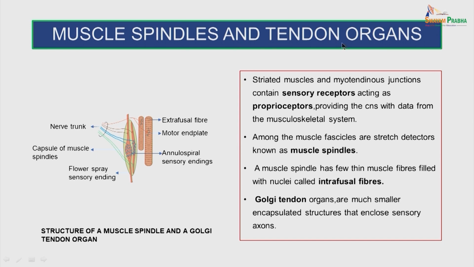The muscle spindles and tendon organs. The striated muscles and myotendinous junctions contain sensory receptors. They act as proprioceptors, providing the central nervous system with data from the musculoskeletal system. Among the muscle fascicles are stretch detectors known as muscle spindles. A muscle spindle has a few thin muscle fibers filled with nuclei called the intrafusal fibers. The Golgi tendon organs are much smaller encapsulated structures that enclose the sensory axons.